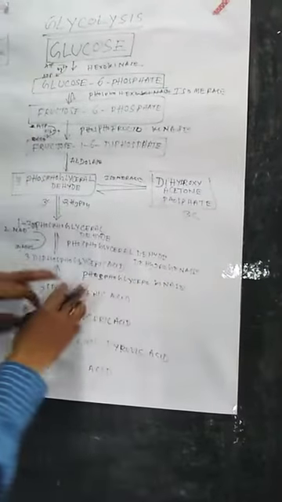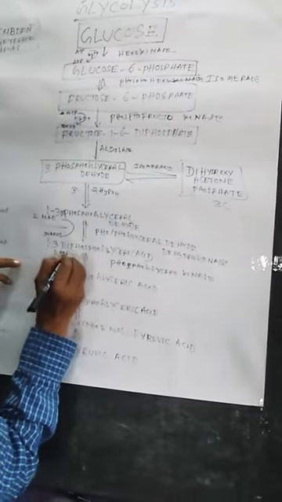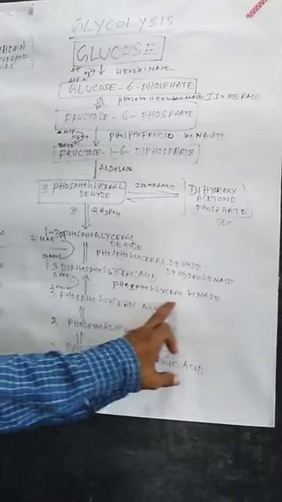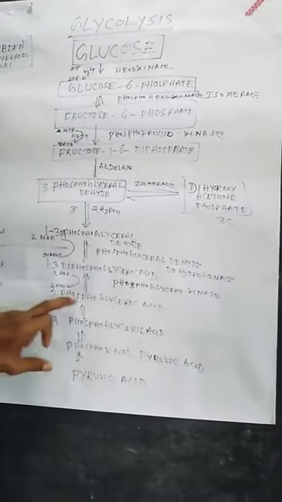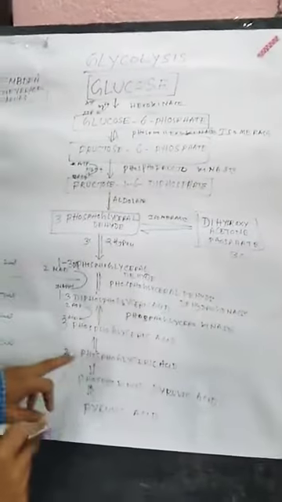Enzyme is phosphoglycerokinase. Here also ADP to ATP. At this point 3-phosphoglyceric acid converts to 2-phosphoglyceric acid. Here mutation means the phosphate at the 3 carbon position is shifted to the 2 carbon position.